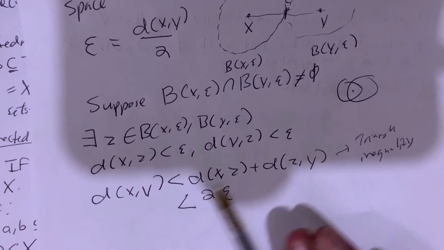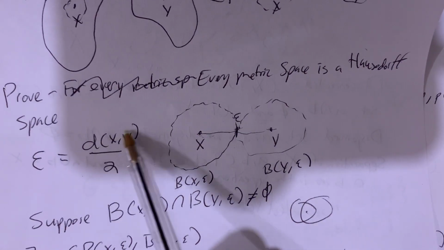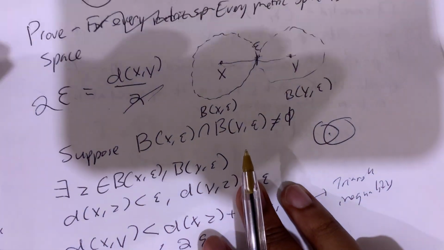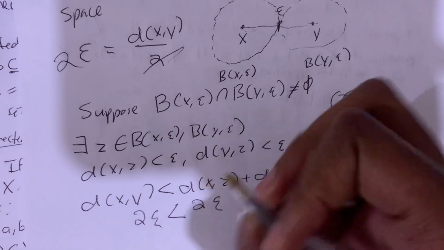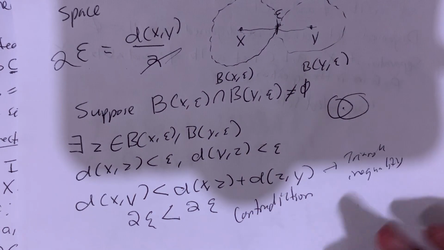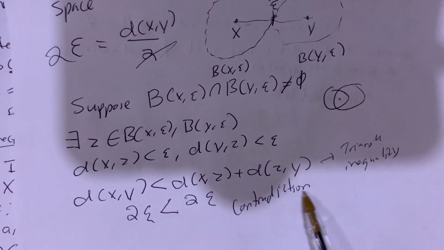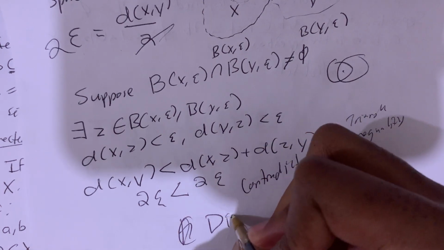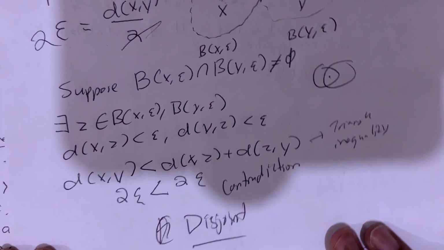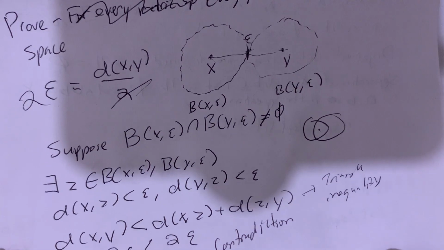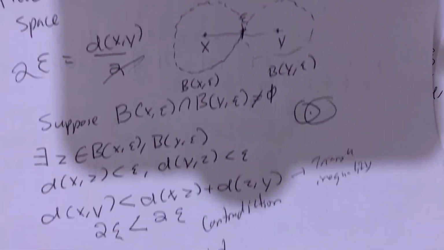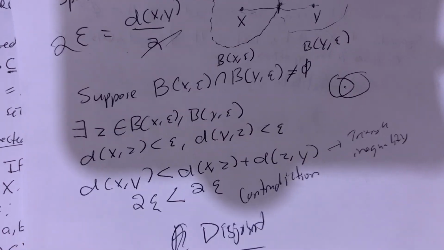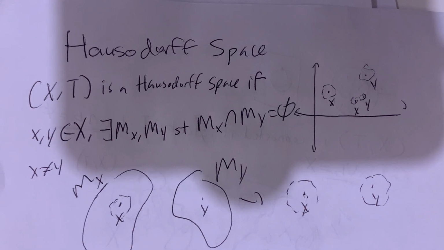And the distance between x and y, well, what's that? If epsilon is equal to the distance between x and y over 2, then the distance between x and y is just 2 times epsilon. So now we have 2 epsilon is less than 2 epsilon, which is a contradiction. So we have a proof by contradiction. Saying that these two sets are not disjoint leads to a contradiction, which means that these two sets must be disjoint. So there will always exist a ball or a neighborhood around x and y that are disjoint, specifically one where epsilon equals half the distance between x and y. So that's Hausdorff spaces plus a nice proof that we learned.